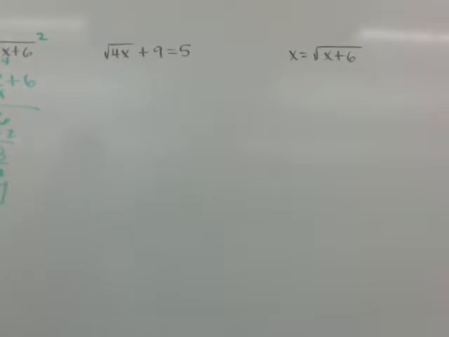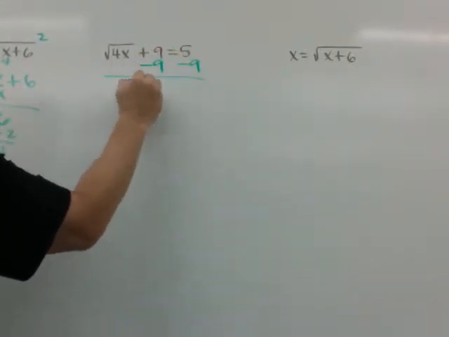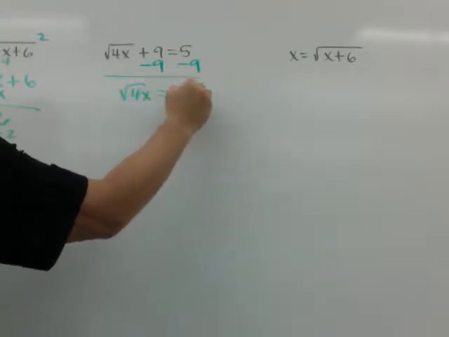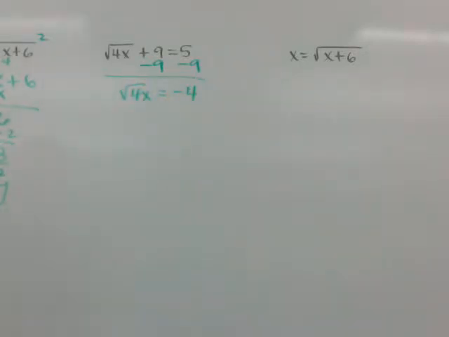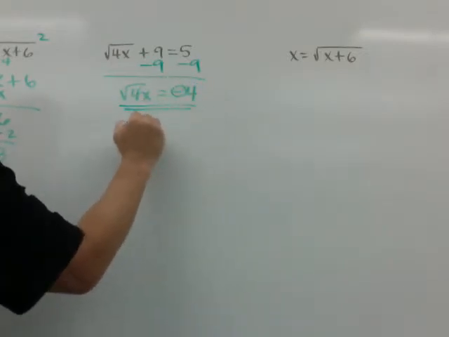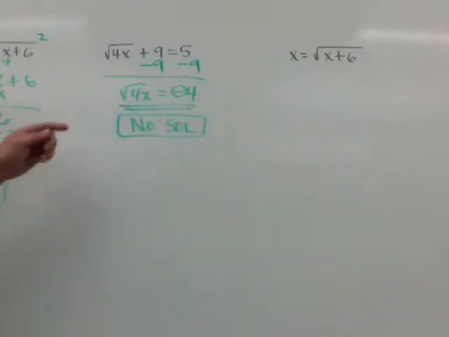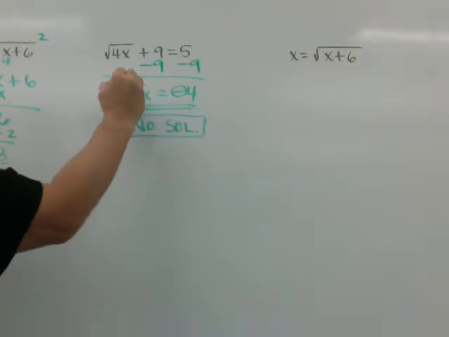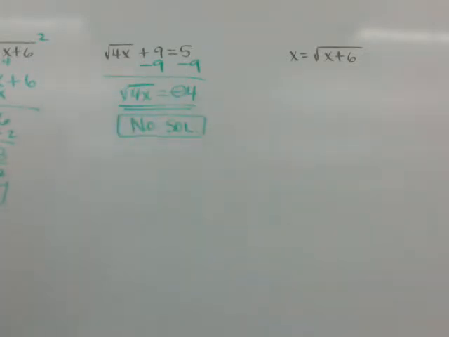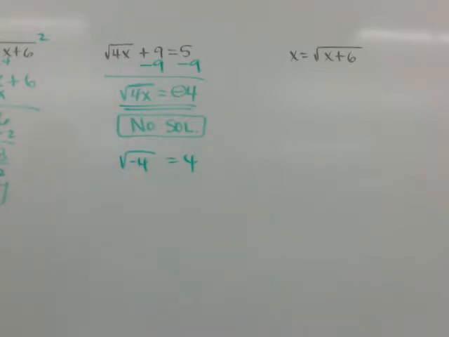So here's another equation. If I subtract 9 to isolate my radical, I get radical 4x is equal to negative 4. Once you get a radical equal to a negative number, like this negative 4, you stop and your answer is no solution. There is no solution, because nothing you can put in for x would make the square root equal to a negative number. Even if you put a negative 1 in there, it doesn't work out.